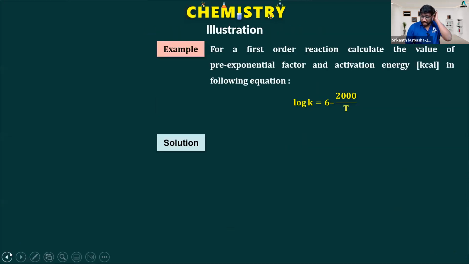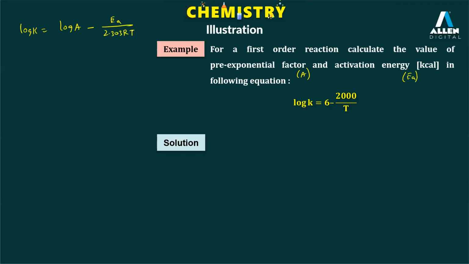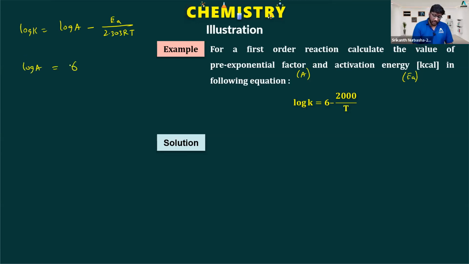These are the different conditions, or different factors, affecting the rate of reaction. Try to solve some examples. For a first order reaction, calculate the value of the pre-exponential factor, that is A, and the activation energy EA in kilocalories in the following equation: log K is equal to 6 minus 2000 by T. We know this equation: log K is equal to log A minus EA by 2.303 RT. Try to compare. Log A is equal to 6.